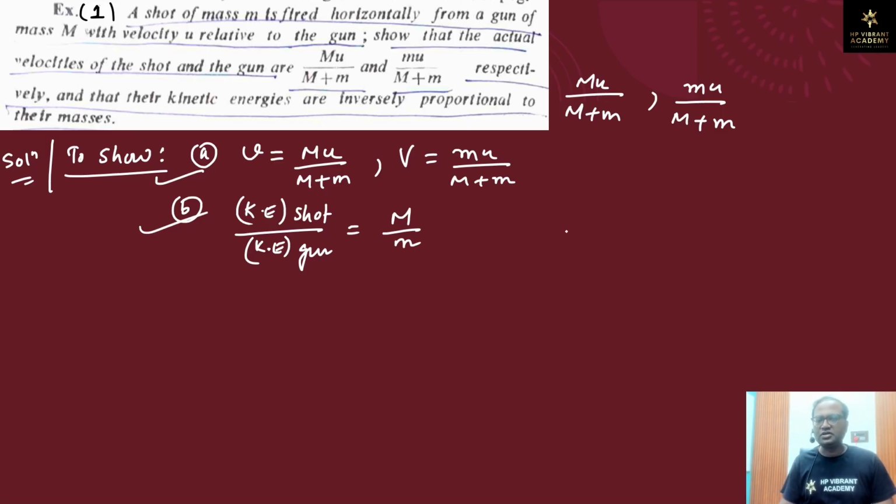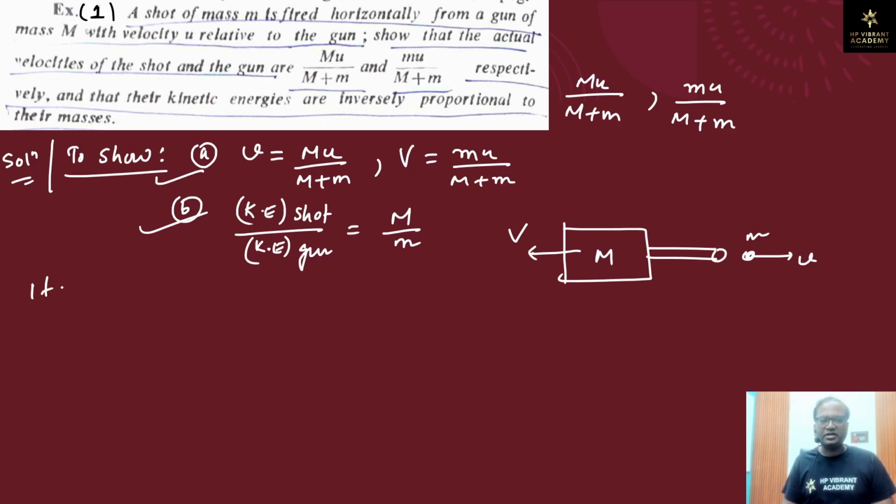So let us solve this. What is given in the question? There is a gun of mass capital M and there is a shot of mass small m. Let us consider the actual velocity of the shot as small v and the velocity with which the gun recoils as capital V.